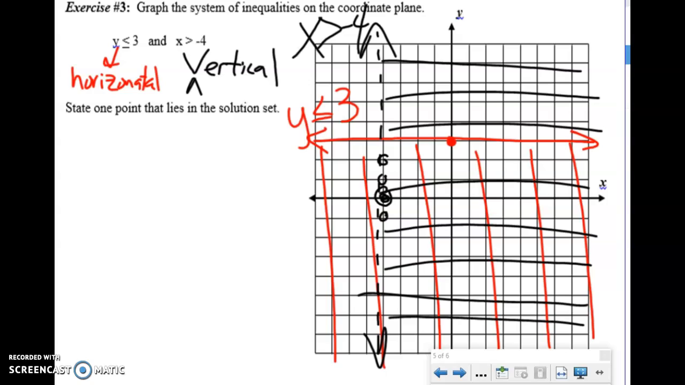This time it takes up most of the graph. Look at the checkered pattern. Looks like plaid out there, right? So where is it red and black? Right here. This would be all the solutions to the inequality.